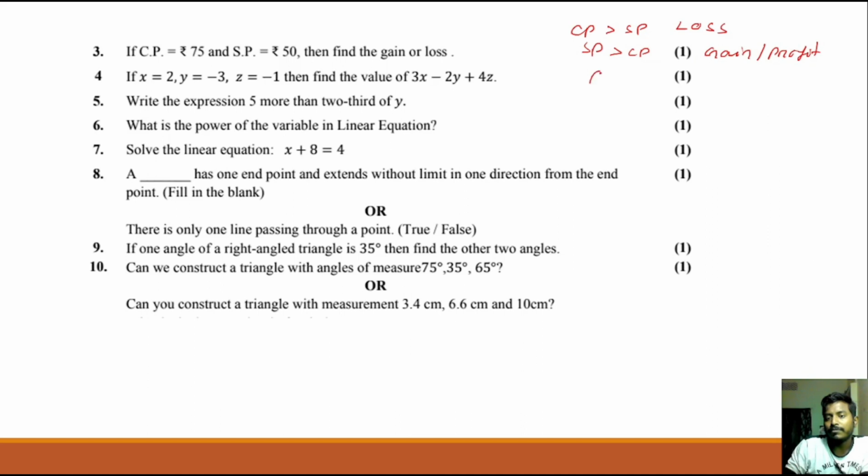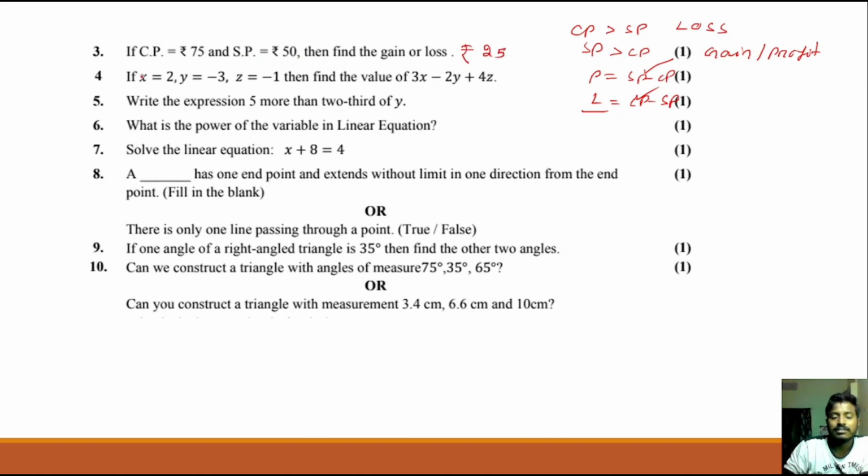So profit means SP minus CP, because SP is greater. Now loss equal to CP minus SP, because in loss CP is greater. Understand? So here loss, so loss equal to 75 minus 50, that is 25 rupees.